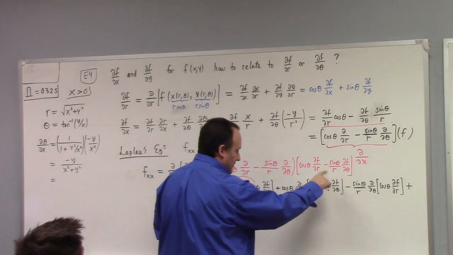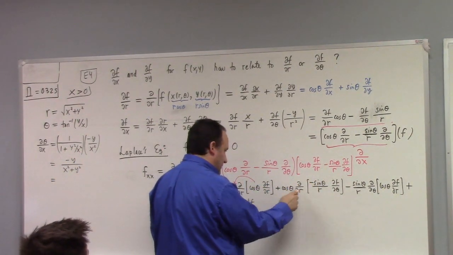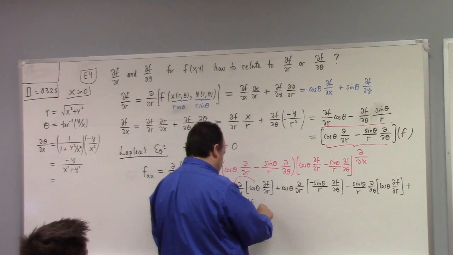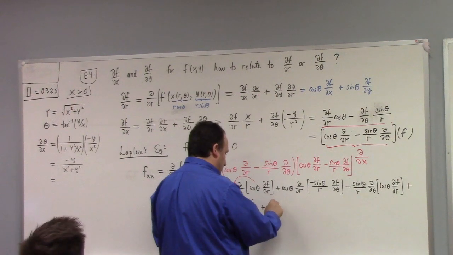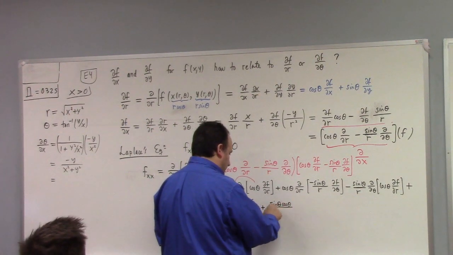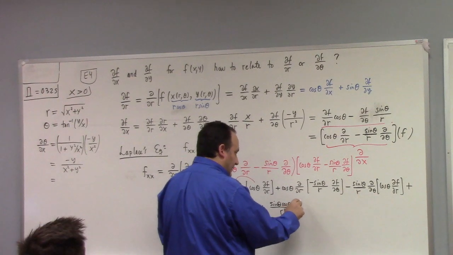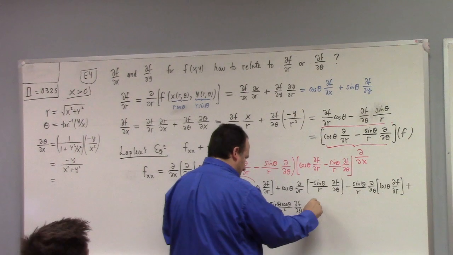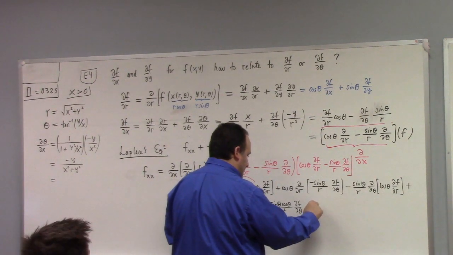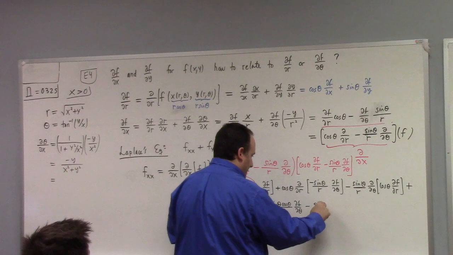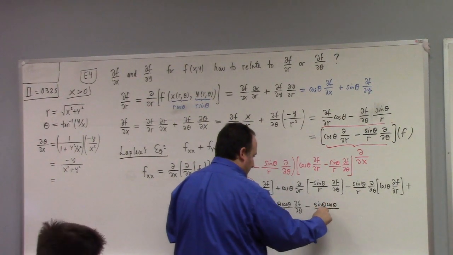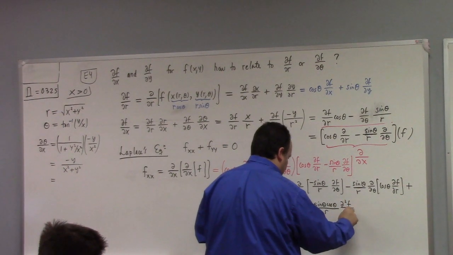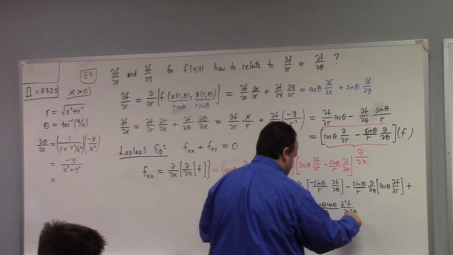Well, this here, I have to do a chain rule. So the derivative of 1 over r is minus 1 over r squared. So I actually get plus sine theta cosine theta over r squared partial f partial theta, minus cosine theta sine theta over r times partial squared f partial r partial theta. All right.